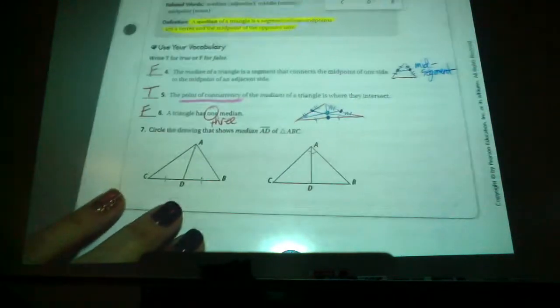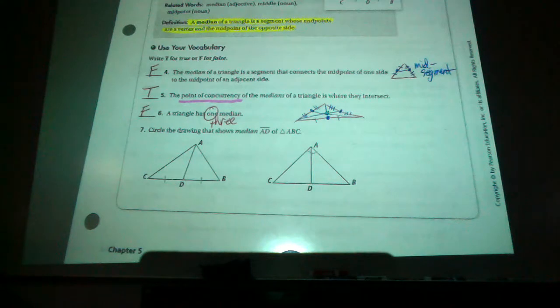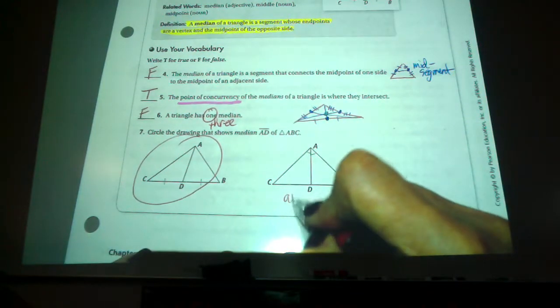Then I want you to circle the drawing that shows the median AD of triangle ABC. Did you circle the left or the right one? The left one. What's the right one showing? Angle bisector.